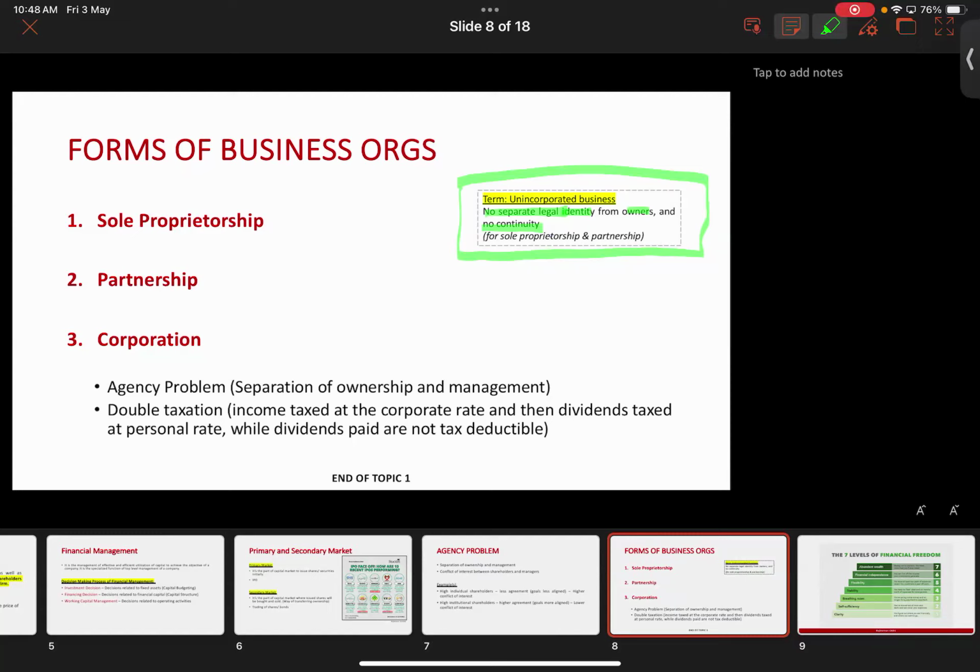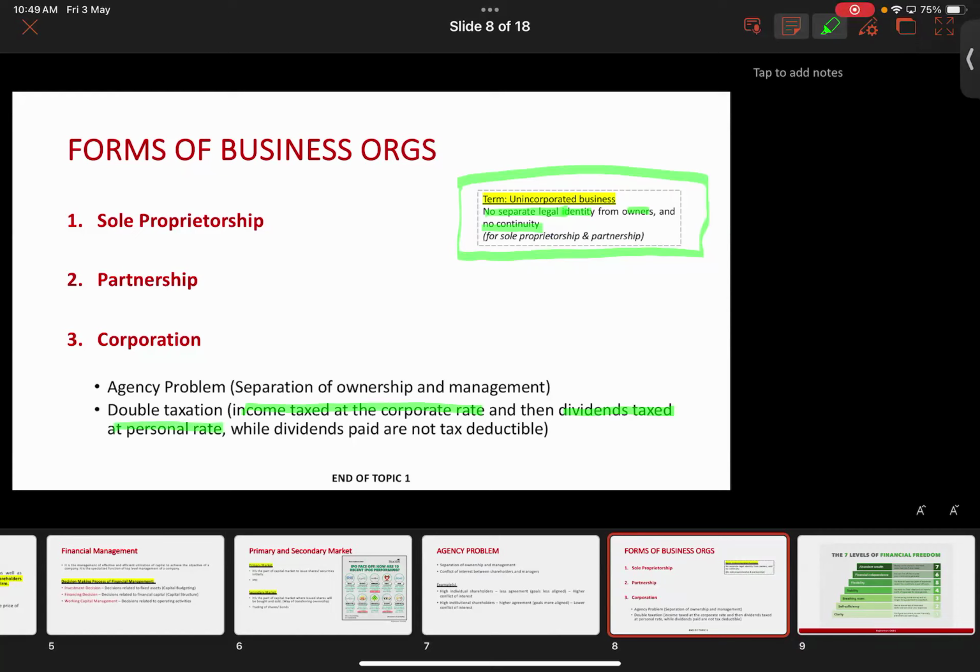Double taxation means that when you look into all these companies, they will pay dividends if the business is doing well, right? So dividends are also a source of income. When you declare a source of income, you will be taxed, right? So double taxation means that when the company is earning money, the company will have to pay corporate tax, okay? But after they pay out the dividends to the shareholders, when shareholders receive the dividends, dividends are a source of income. They have to pay tax on that source of income as well. So dividends will be taxed at the personal rate. So you see, you are being taxed twice. We call it double taxation. That means income is taxed at the corporate rate, and then dividends are taxed at the personal rate.